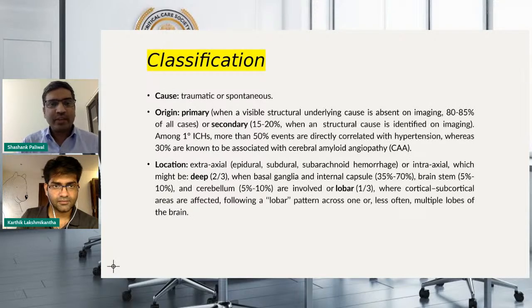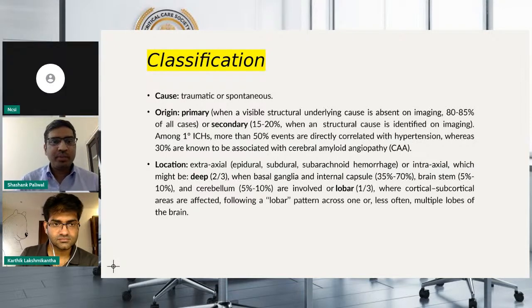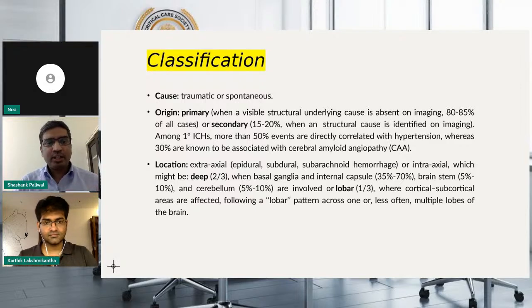So let's quickly classify it. It can be classified on the basis of cause, origin, and location. Cause, as we already discussed, can be traumatic, but most of them are spontaneous. Origin, it could be primary. Primary, again, the most common cause is uncontrolled hypertension, which is 50 to 70%. And then the second primary cause is cerebral amyloid angiopathy, which is again 20 to 30%. And these two factors, in combination, can also cause ICH. The secondary causes are those in which there is a structural cause identified on the imaging.